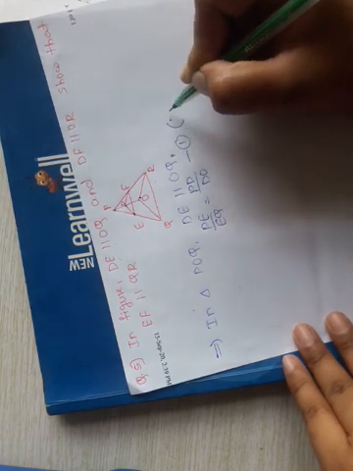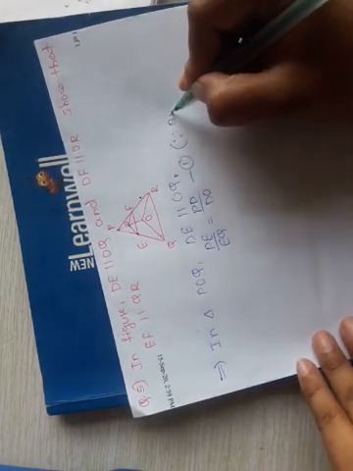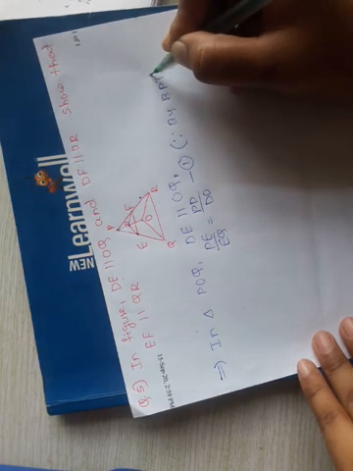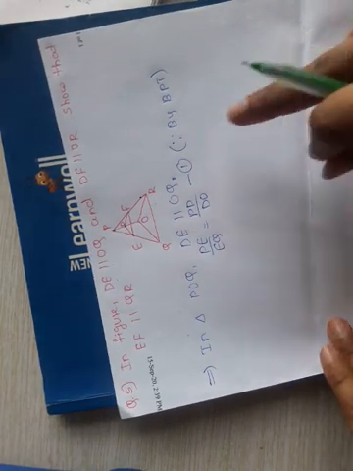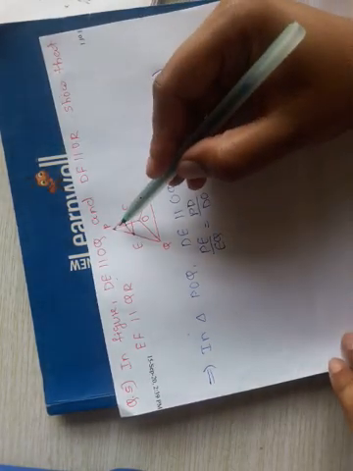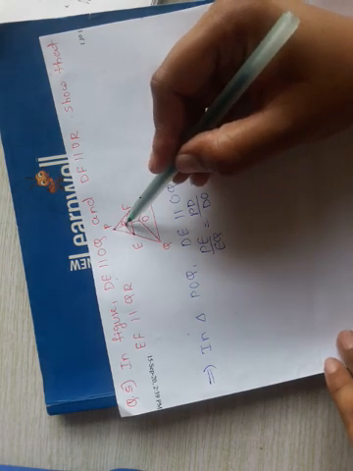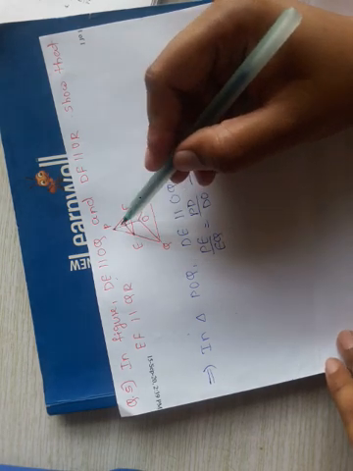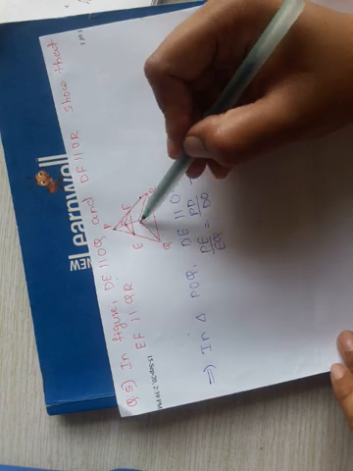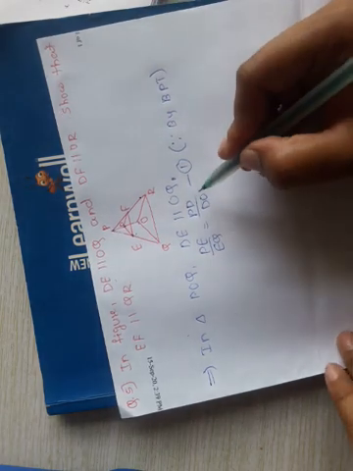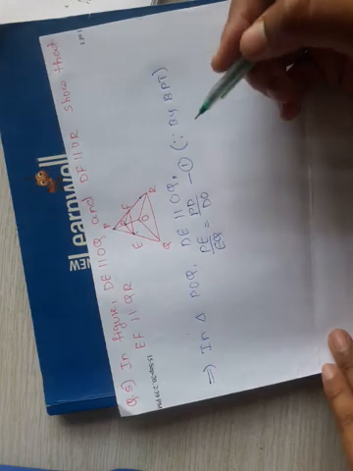This is our equation number 1, and which theorem we have to use? By BPT. So using BPT, what did we write? The line PO is divided by point D and PQ is divided by point E, and the ratios are like this: PD upon DO and PE upon EQ. So PE upon EQ is equal to PD upon DO, first equation.